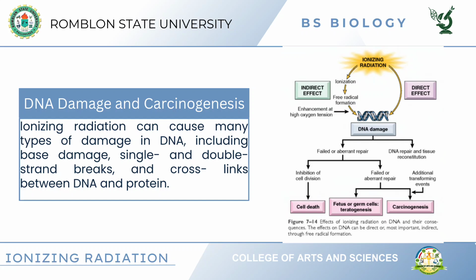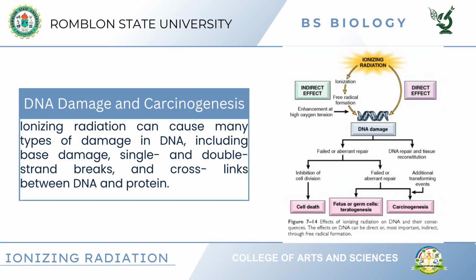For DNA damage, of course, both indirect and direct effects can lead to DNA damage. And it can go down two general paths: the failed or aberrant repair, and the successful DNA repair and tissue reconstitution. For failed or aberrant repair, if our cells fail to repair the DNA, it can result in inhibition of cell division, so it can lead to cell death. The cell can't replicate, so it dies.